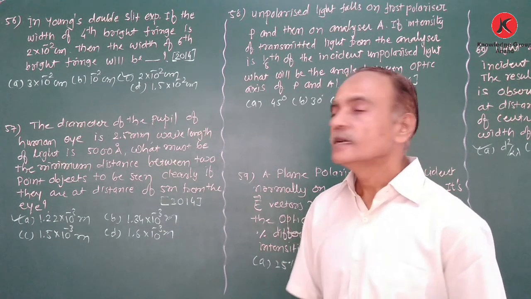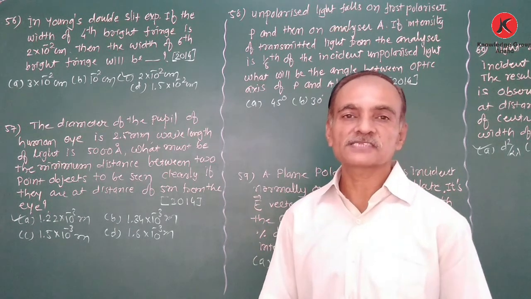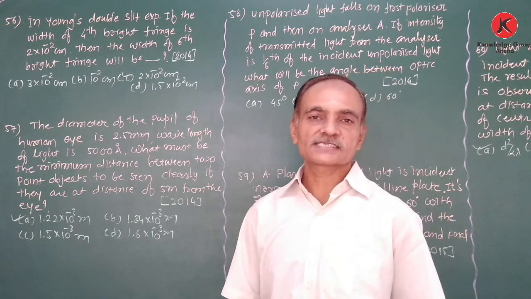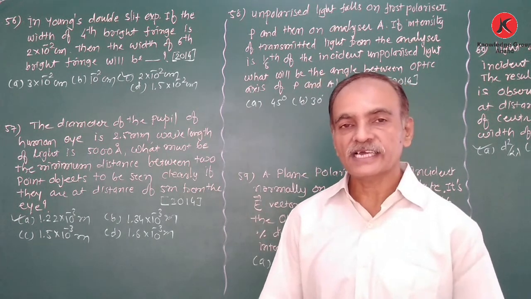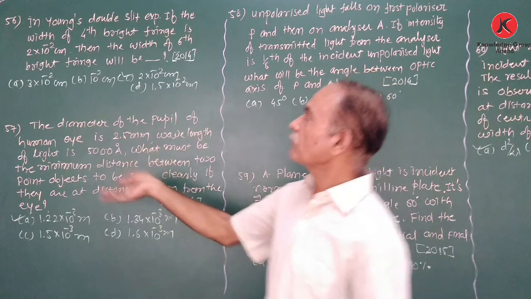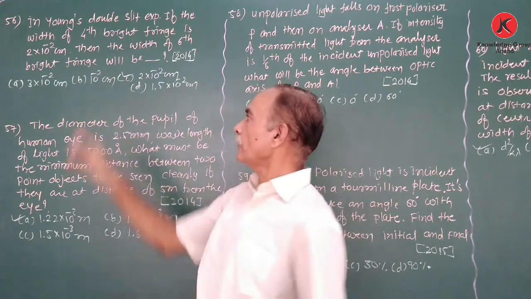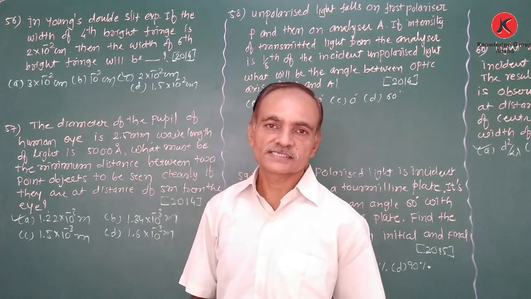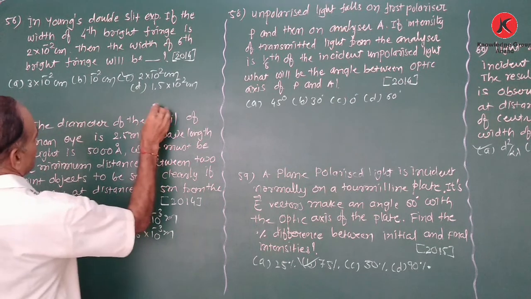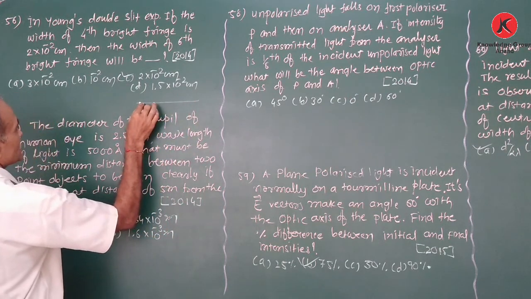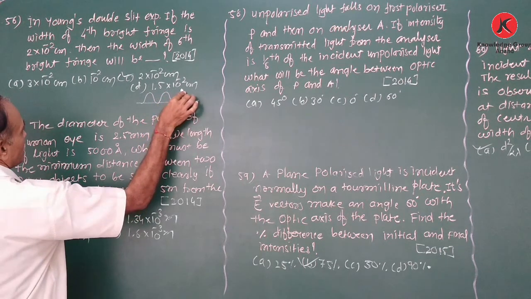Now listen, in Young's experiment, what are the fringes obtained? These are the interference fringes. In interference phenomena, all the fringes are of equal width and equal intensity. Therefore, the width of the fourth band fringe is the same as the width of the sixth band fringe. Clear? Because we already discussed that in interference fringes, all the fringes are of equal width and equal intensities.